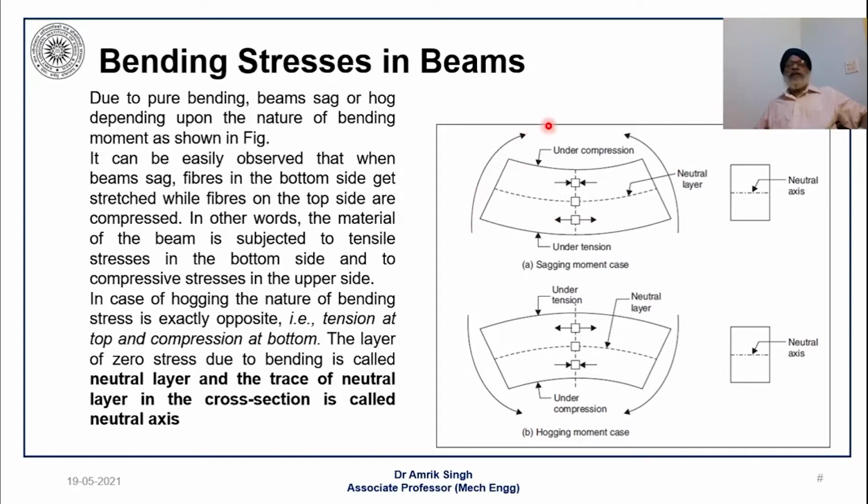When we apply the moment like this, the layers which are above the neutral axis try to compress, and the layers which are below the neutral axis try to expand. As a result, there is tension in the layers below the neutral axis, and there is compression in the layers above the neutral axis.